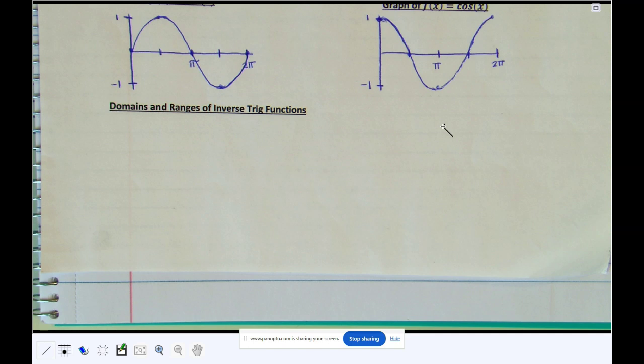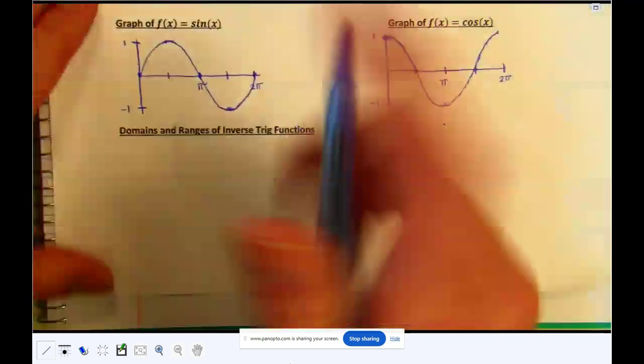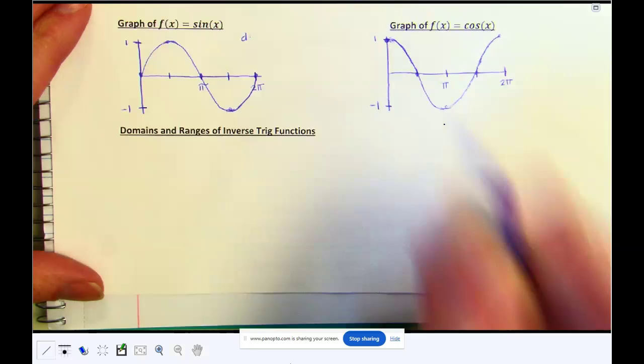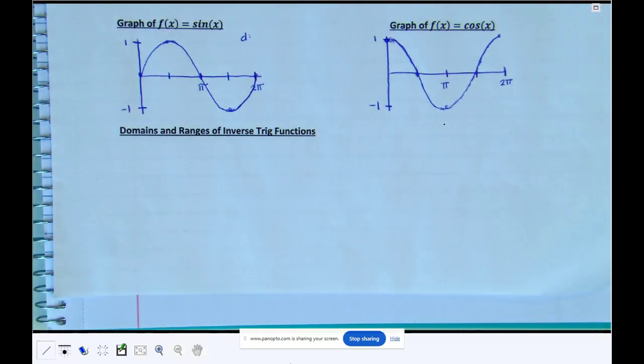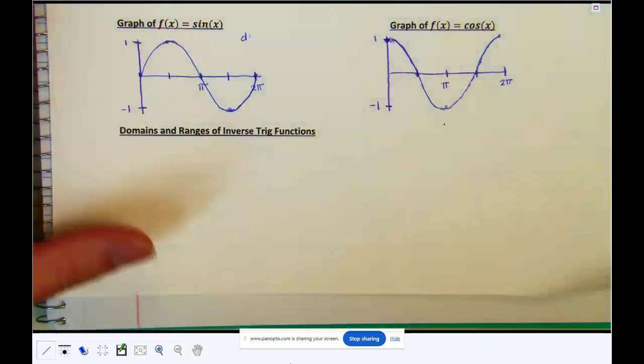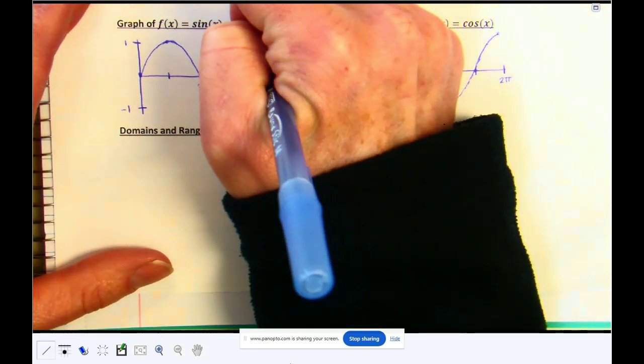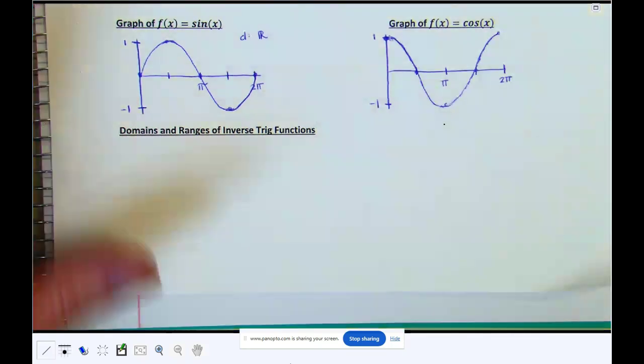Now, let's talk about its domain then. What's the domain of sine then? All real numbers. Okay, remember domain is x, range is y.